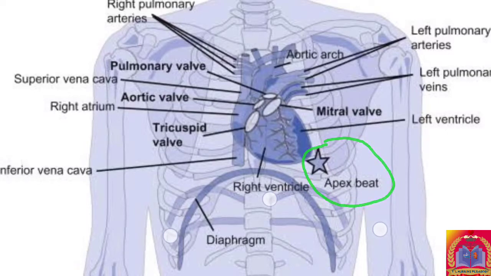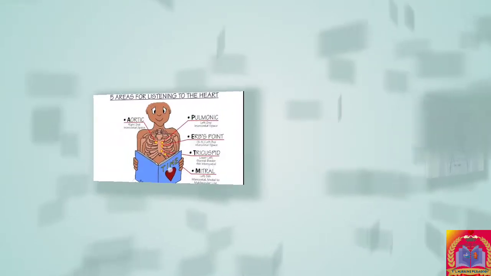And friends, just take a screenshot of this photo, so it will help you learn more about the location of the valves, the aortic arch, pulmonary arteries, veins, and the diaphragm. So friends, other than this, we have to learn more about the areas for auscultation to assess the cardiovascular system or the heart. For that, I will show another diagram.